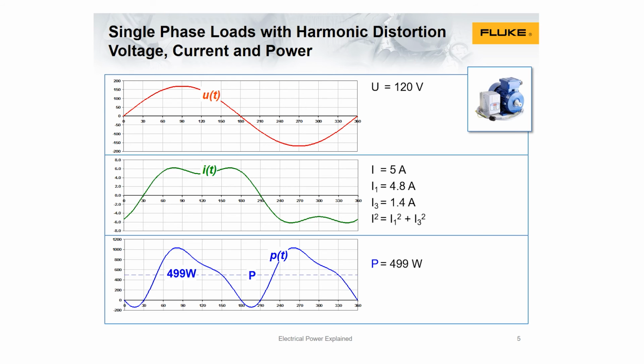Powers. We can again use XL to multiply instantaneous values of voltage and current to find the average power. It turns out to be even lower, 499 watt. So we've gone from 600 to 520 to 499 watt. The apparent power that the utility supplies, however, is still 120 volt times 5 amp equals 600 volt amps, or VA.